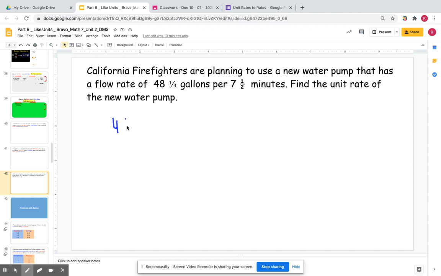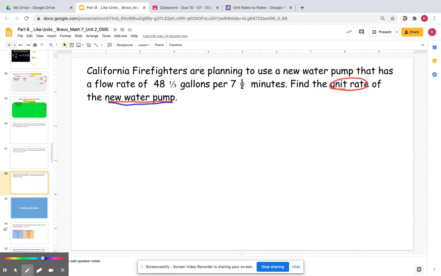Okay, so in this problem, you have 48. Oops, let me actually color code it for you guys. So in this problem, what are we finding? Well, we're finding the unit rate of the new water pump. So, let me use that in blue, of the new water pump.